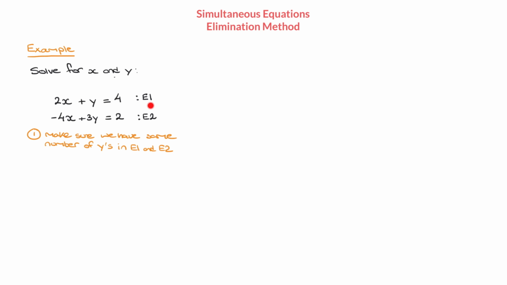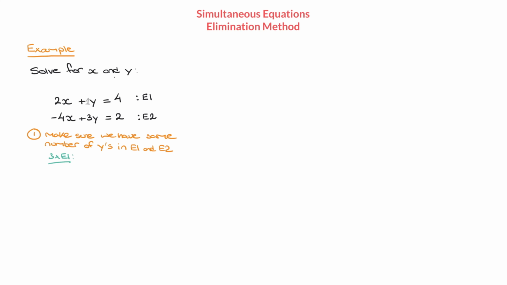In this first equation, E1, we only have one y. Indeed, although we don't write it, when we have a y written this way, it means 1 times y. On the other hand, in the second equation, E2, we have 3 y's. And to make sure we have the same number of y's in both of our equations, we can go ahead and multiply the first equation by 3. And in fact, I'll write what we'll do underneath here, so I'll say 3 times the first equation.